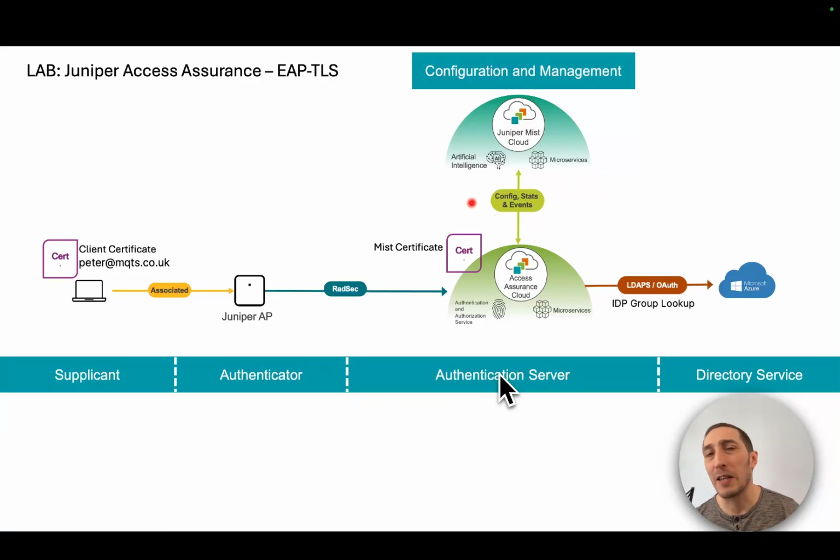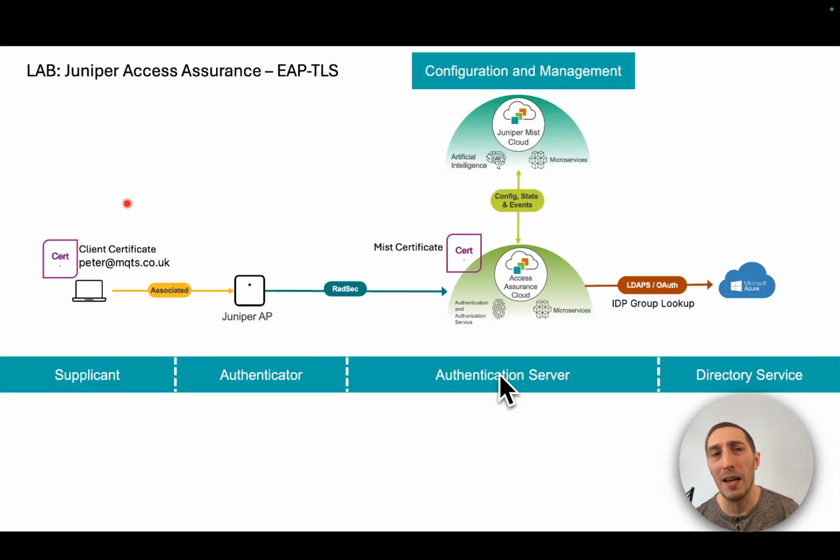Now, we're configuring TLS authentication today, and TLS authentication uses certificates for the authentication, both a client-side certificate and a server-side certificate. The server-side certificate is going to be installed and running on the Access Assurance Cloud, and we call it the Mist certificate. And then we're going to need to generate a client certificate for each client that's going to access and be authenticated via the Mist Cloud.